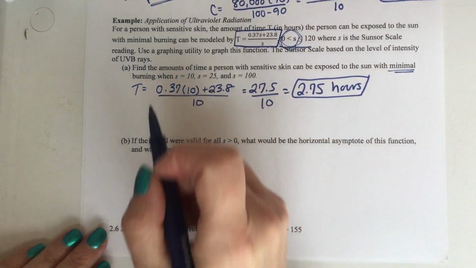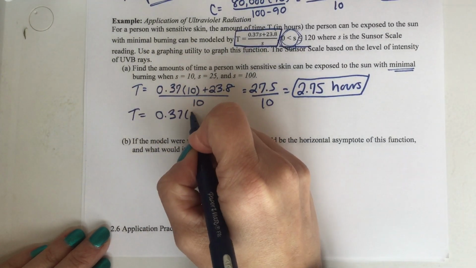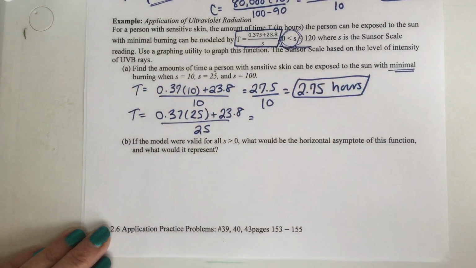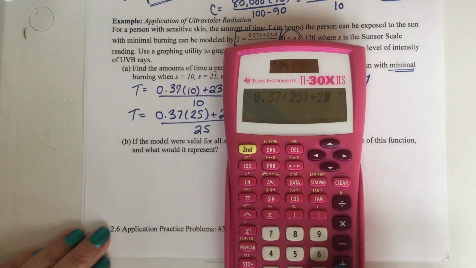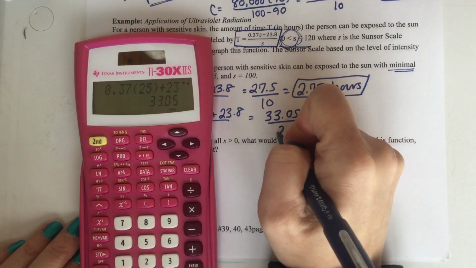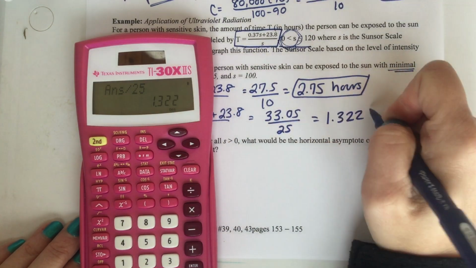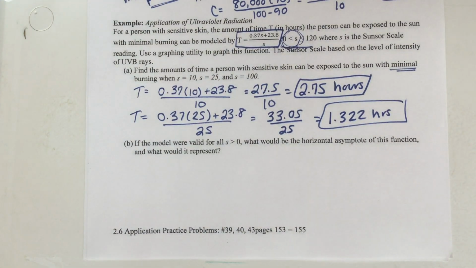Okay, but all of a sudden, if that Suncer scale is 25, your time in hours is 0.37 times 25 plus 23.8, divided by 25. Let's go ahead and calculate that. 0.37 times 25 plus 23.8. This time, the numerator is 33.05. If I divide that by 25, I get 1.322 hours. So notice that as the Suncer scale value goes up, you have to be outside a lesser amount of time if you basically don't want to get fried.